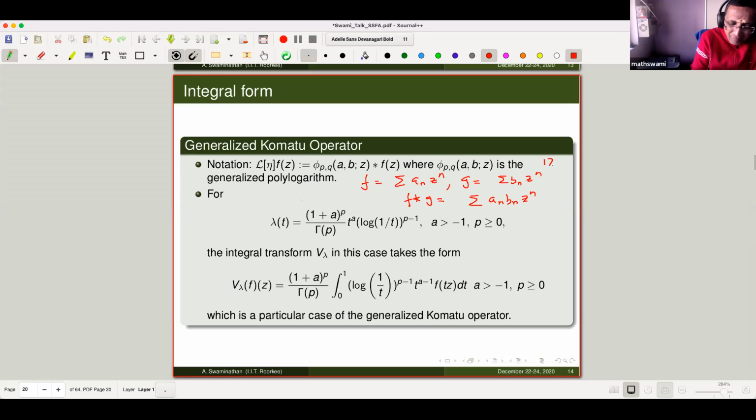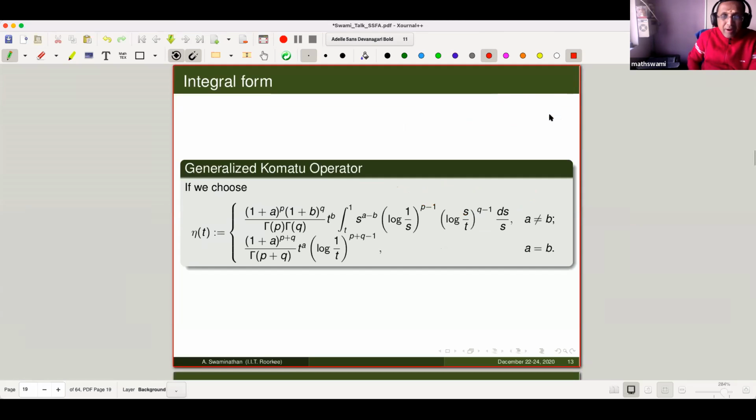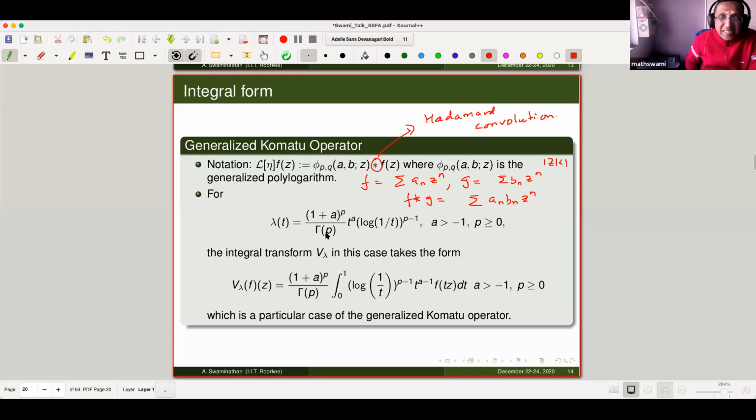It is basically very clear for |z| less than 1, and for the other disk some slight modifications are required. This convolution is called the Hadamard convolution. This Hadamard convolution is different from the Cauchy convolution. Okay, so now we go to the lambda t which we had earlier. If I take this particular part from this information and write it as lambda t, then this integral operator is quite well known in function spaces, particularly in potential theory. This particular integral transform is a particular case of the generalized Komatsu operator.